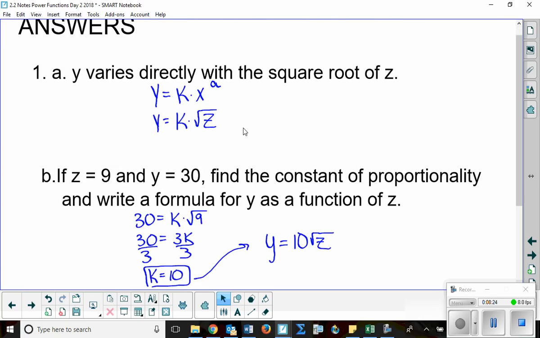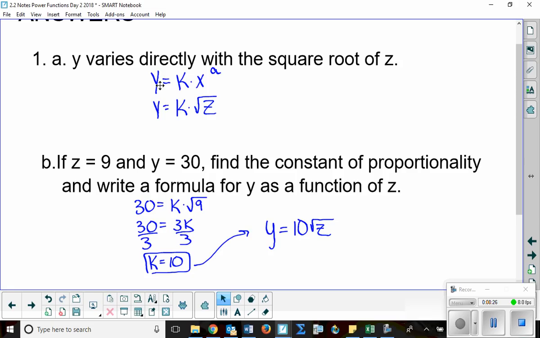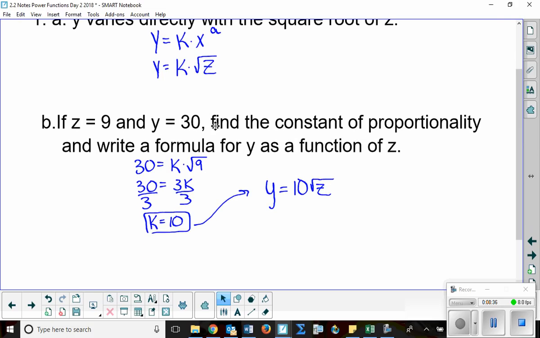All right. Here you should see now that you would have direct variation, y equals k times x to the a. I don't know what the constant of variation is, but y varies directly with the square root of z. Then down here you can plug in what z is and what y is. You can solve for k and then plug it back in to get this equation.